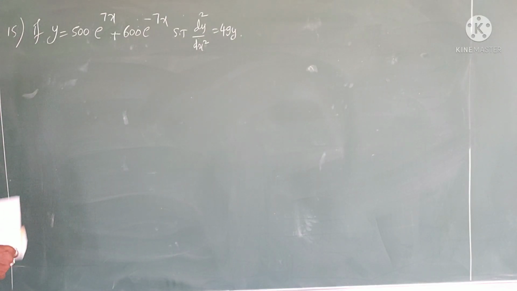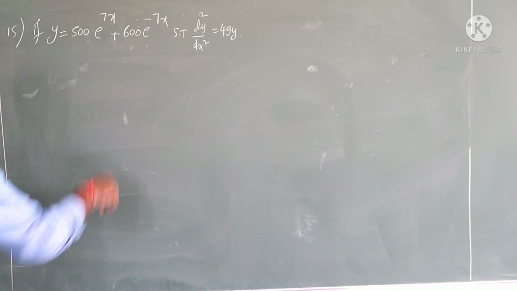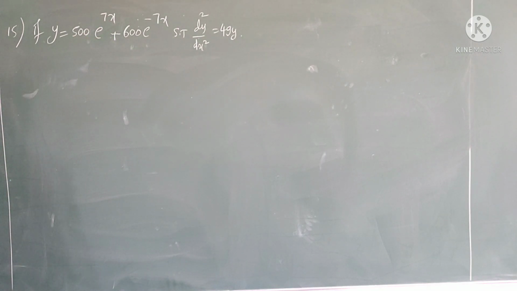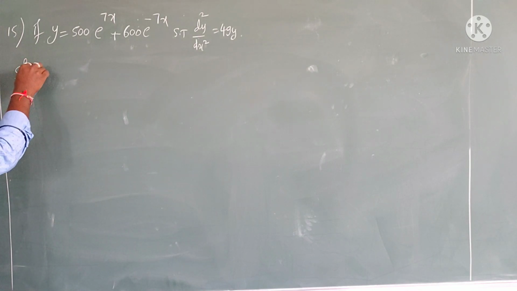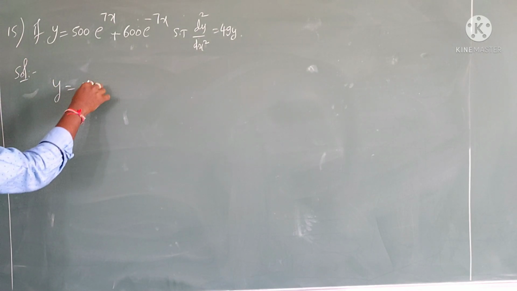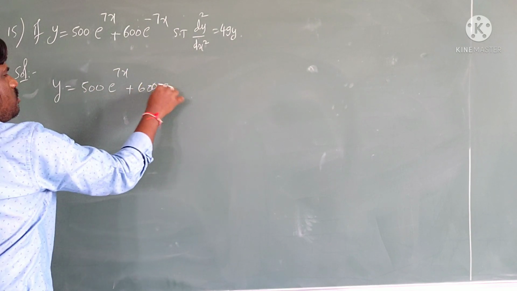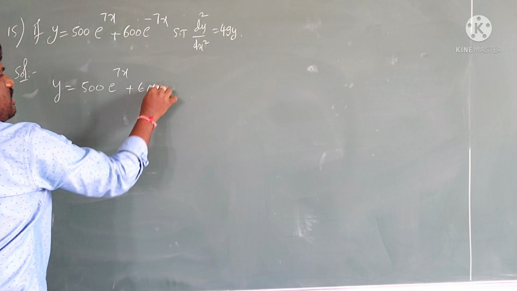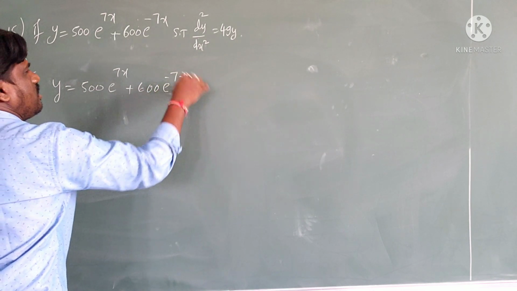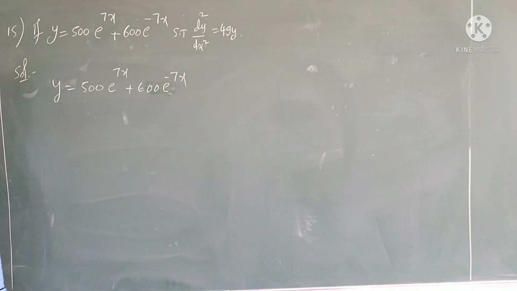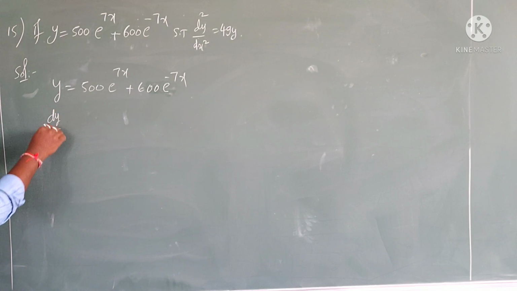You have y is equal to 500 e to the power of 7x plus 600 e to the power of minus 7x. You have to do this. So let us take the question first. Y is equal to 500 e to the power of 7x plus 600 e to the power of minus 7x. We have to find d2y by dx square. So y is this. Let us find dy by dx.